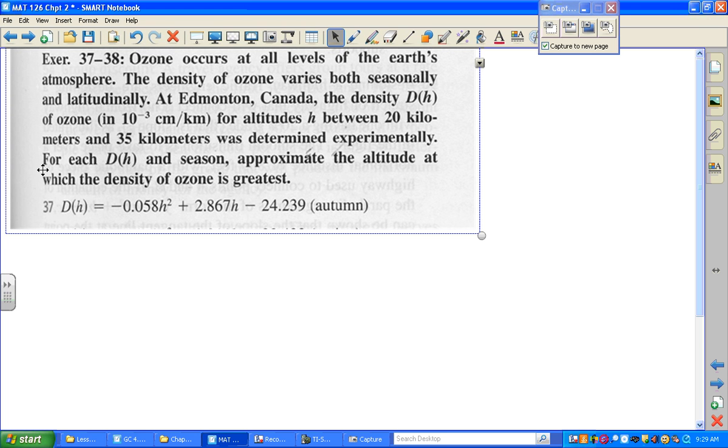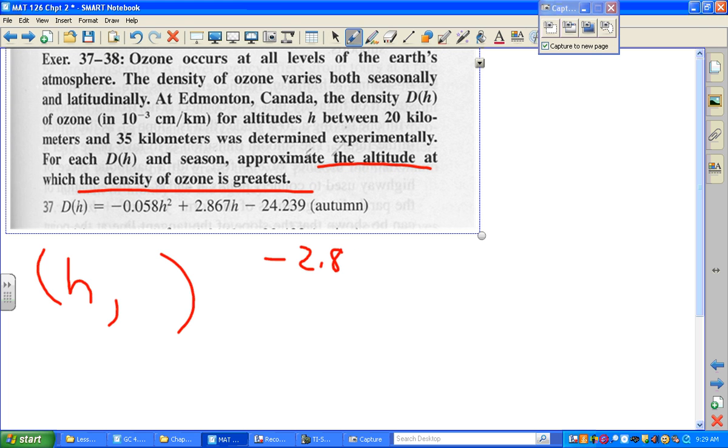Approximate. See, in a long question, all you really need is the last sentence. Don't tell the English teachers I say that because they don't know how to teach math. In a long question in math, go to the last sentence, see what happens. Approximate the altitude at which the density is the greatest. What does that mean to you? The height of the parabola. No, it says approximate the altitude. Which one of these letters stands for altitude? Okay, so you have to find h. How do you find h at the maximum? Opposite of b over 2a.